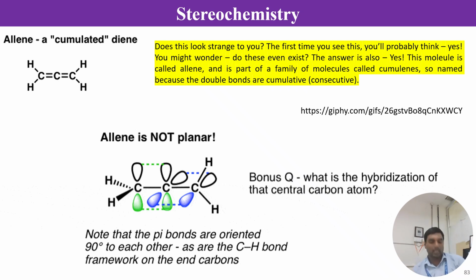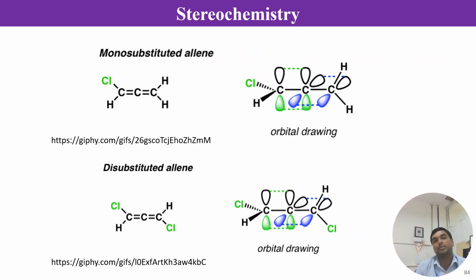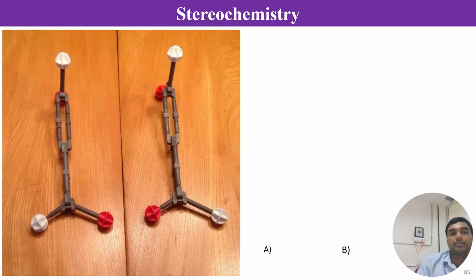Now, allene is the last topic, that is cumulene, diene. So basically, this molecule is not planar because there is a bond angle strain. So allene is not a planar structure, but here the two atoms attached to the terminal carbons will be getting undercover. So if you have the monosubstituted or disubstituted, monosubstituted cannot be optically active, whereas disubstituted it is optically active.